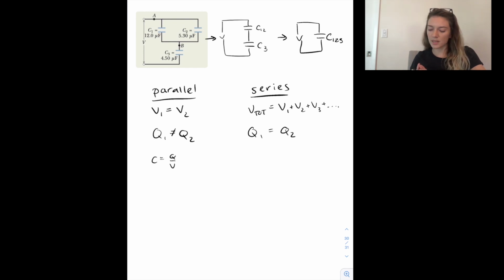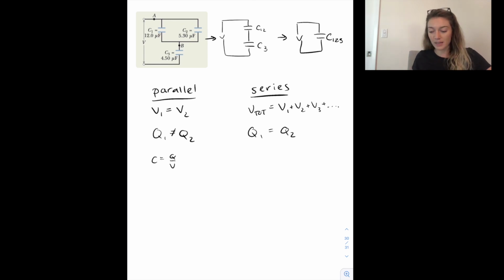So when you have problems where you have some combination of capacitors and it asks for the charge on one of them or the potential difference on one of them, you first want to condense your circuit down so that you just have one equivalent capacitance. Then you work backwards through each step. Each step you did to condense it down, you work backwards across each one, applying these rules until you get to whatever capacitor you're looking at.